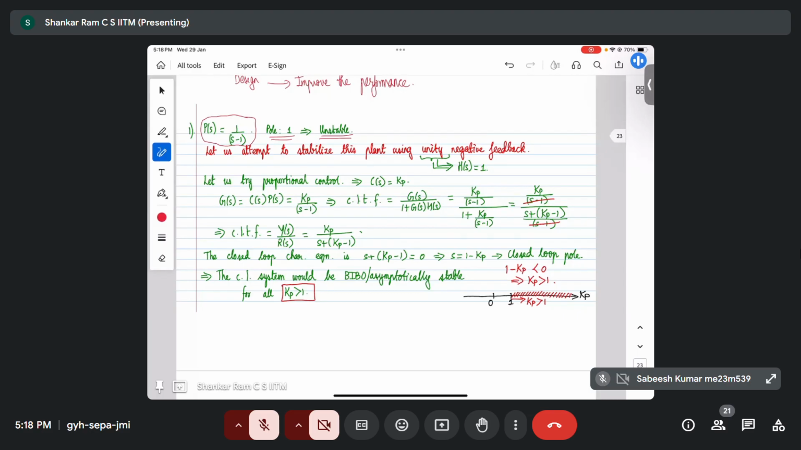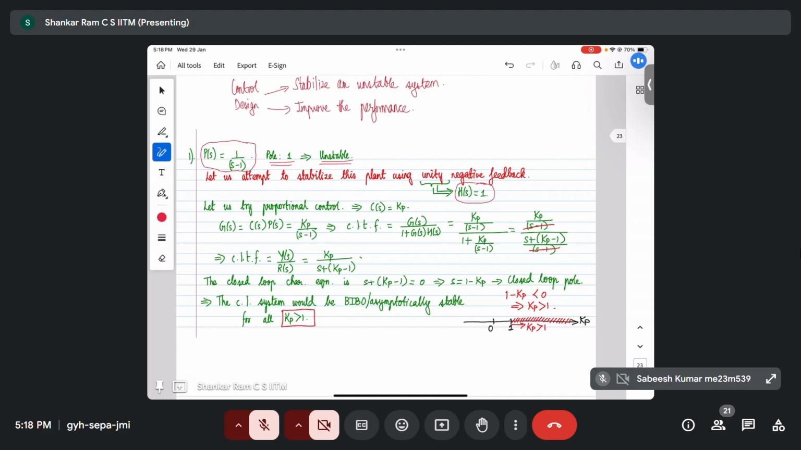So if you remember, unity feedback means H of s is 1. And then we have unity negative feedback, right? So if I construct the block diagram for this particular example, this is our plant transfer function. Then we have a reference input R of s. Then we have unity negative feedback. Then we have the error signal E of s. And then we pass the error signal to the controller, and then we get U of s, right?